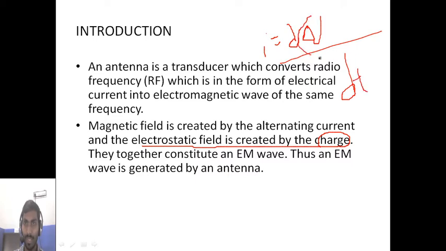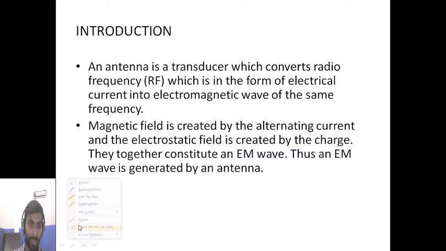So this static charge creates an electric field, and this current generates a magnetic field. Both are going to create an electromagnetic field. That is how your electromagnetic wave is generated. They together constitute an EM wave. That is what I said. Thus an EM wave is generated by an antenna.